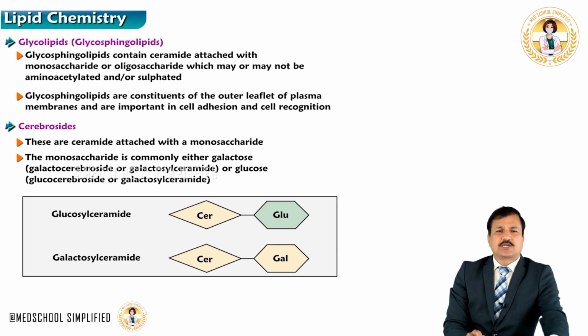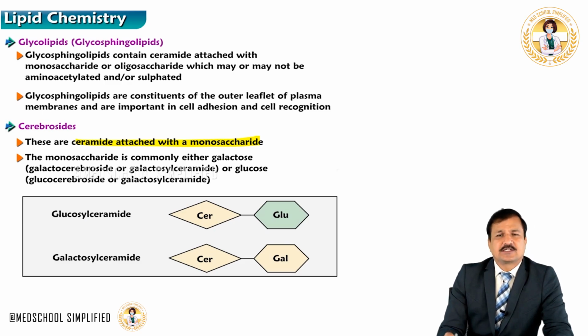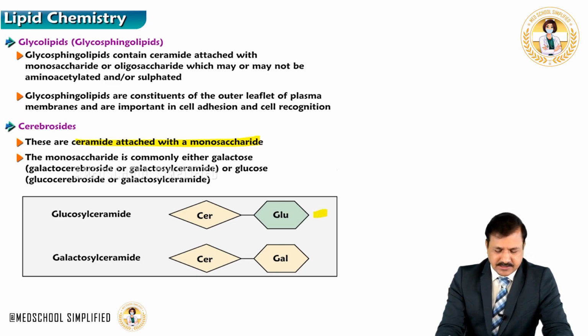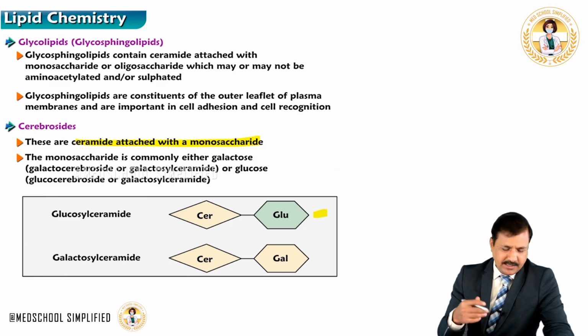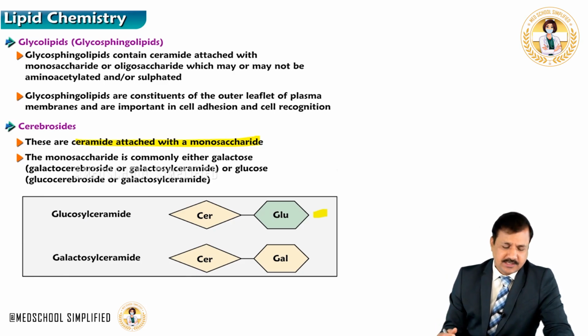Now coming to cerebrosides. Cerebrosides are the ceramides that are attached with a monosaccharide. As you see here in the figure, a ceramide plus a glucose. It is a glucocerebroside or a glucosyl ceramide. That's how we can say it. Or if it is a galactose attached to ceramide, it is galactosyl ceramide or galactocerebroside.